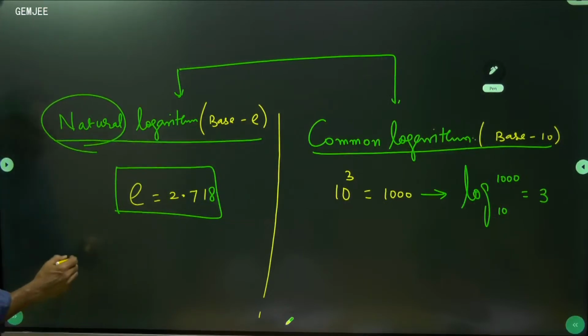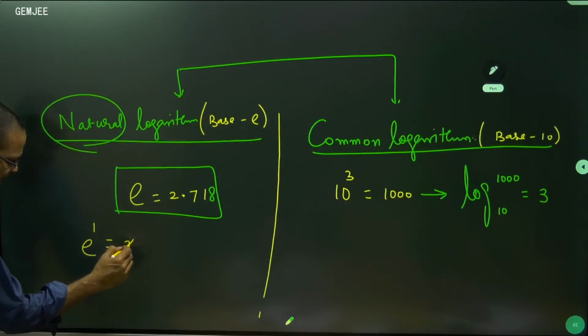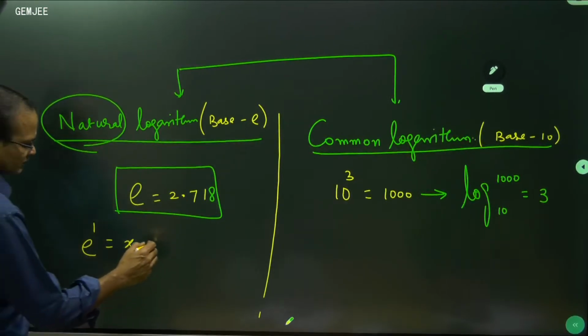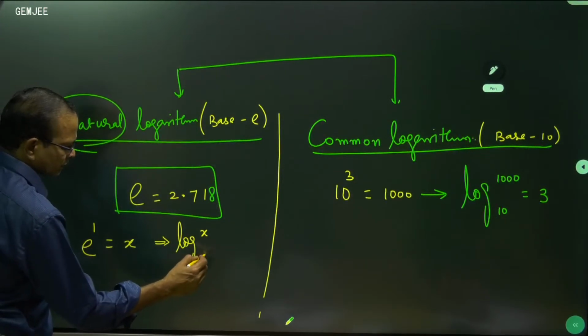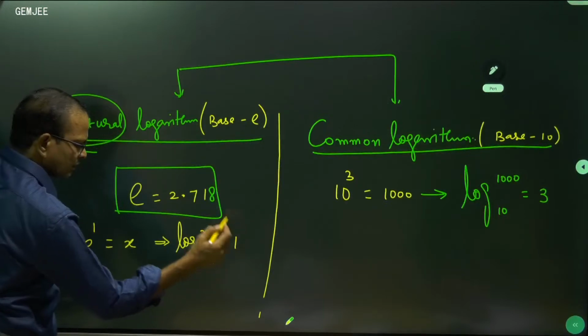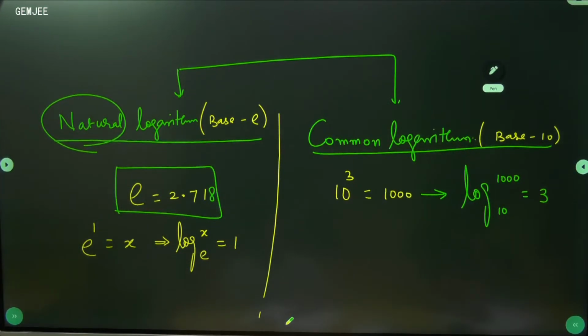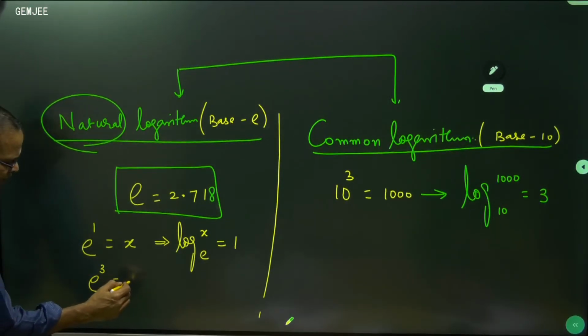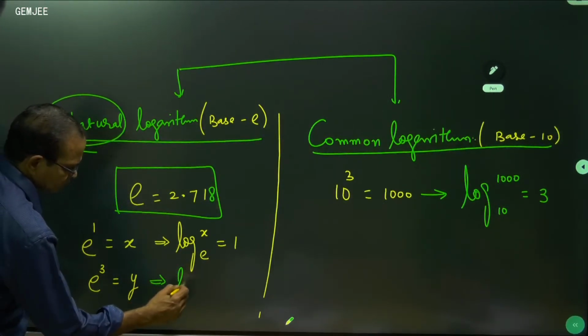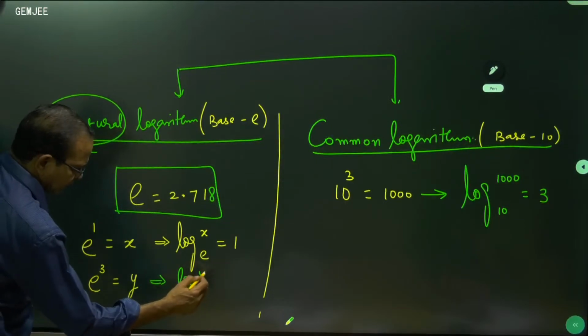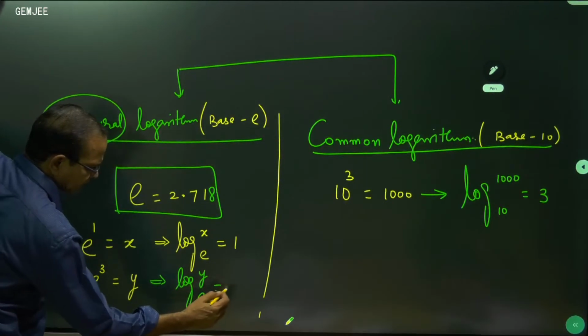Now see, e power 1 equal to x means log of x to the base e equals 1. Is it right? Yes, sir. Correct then? Yes, sir. Yes. e cube equal to y implies log of y to the base e equal to 3.